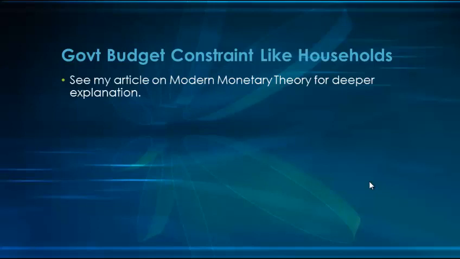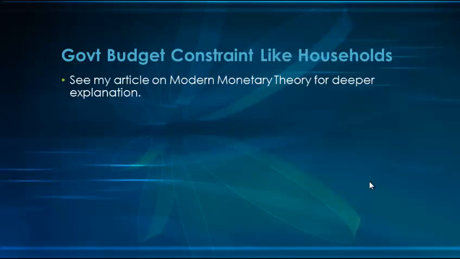So we think by analogies, by metaphors, just like a household cannot spend in excess, so the government cannot run a deficit. But this is not true. The government does not have a budget constraint like that of the public, because the government is the creator of money. So the government can print as much money as it likes. So it is not like households.